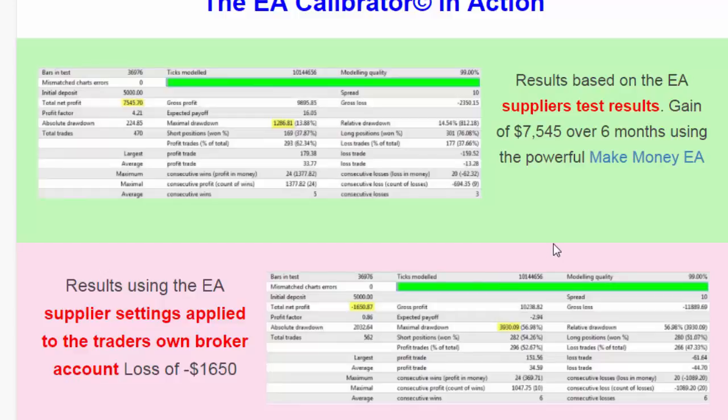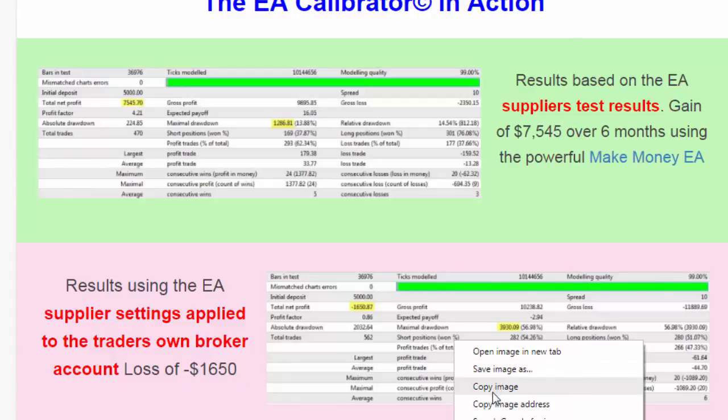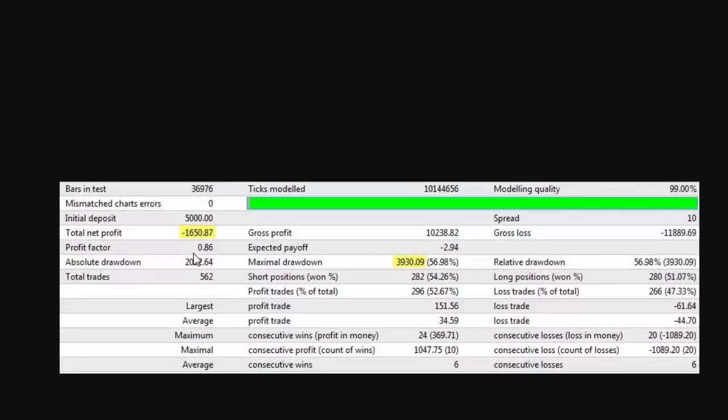But then when the client buys the EA and puts it onto his broker account and does exactly the same test for 6 months, suddenly there's a big loss. So let's have a look at that in a little bit more detail. So here's the loss, exactly the same period, the same currency, and the client has run into a huge loss. Here's the loss and a big drawdown. Success rate's not good and the losses are bigger than the profits.